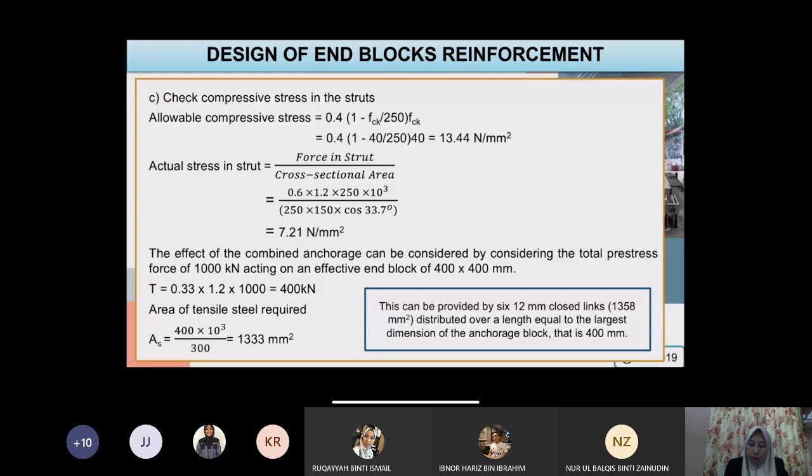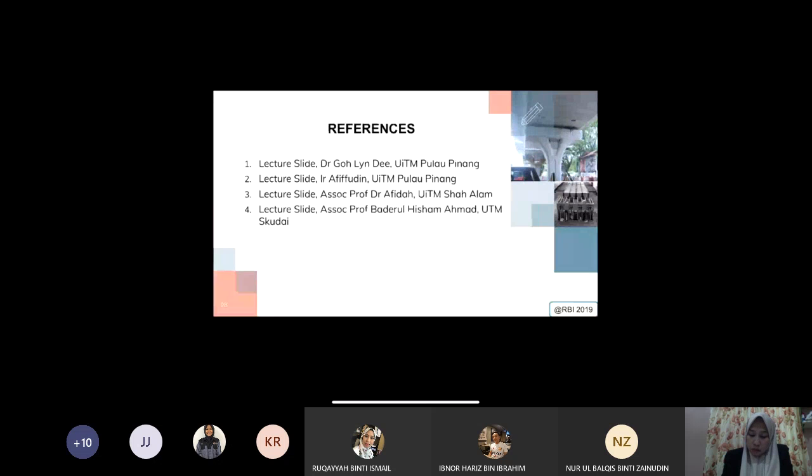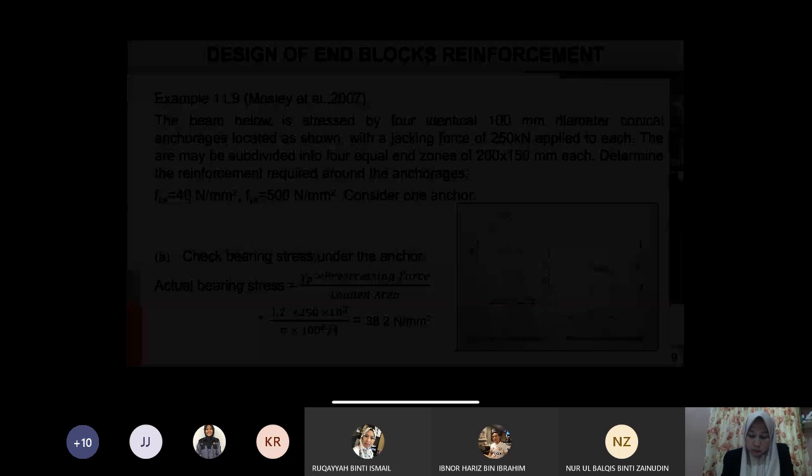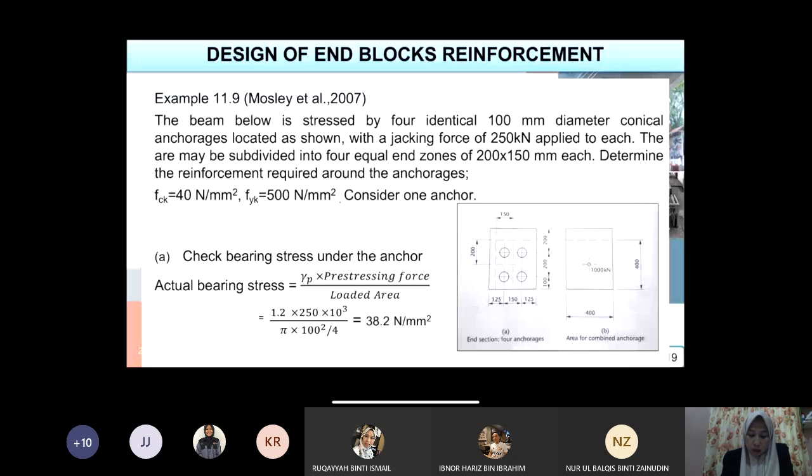All right, so that's it. It will provide 12, and then you can conclude what reinforcement you actually want to provide, whether it is sufficient or not, and then do the checking. So that's about the prestress end block. Any questions about the end block? Not much. I don't really go into detail, it's just a go-through.